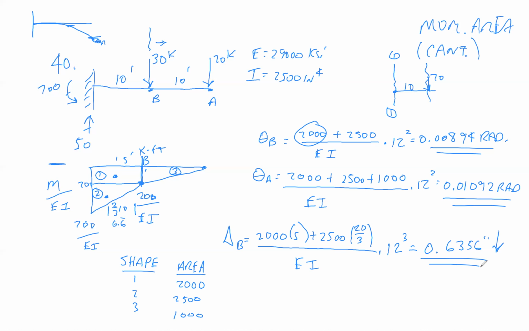I don't remember that number, so I'm going to check that again one more time. Check those numbers: 2,000 times 5, plus 2,500 times, I'm just going to use 6.7 as a check. Add that together, divide by 29,000, divide by 2,500, multiply by 1728. I got the same answer, 0.63. Perhaps these numbers right here were slightly different, but that's how you do that.